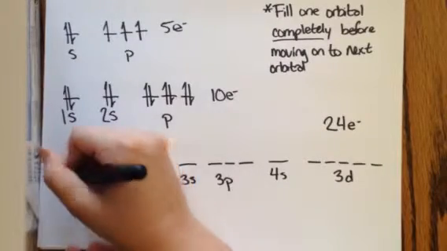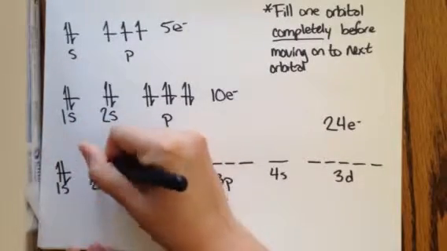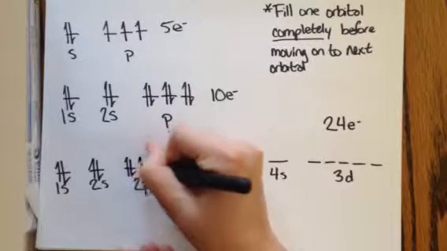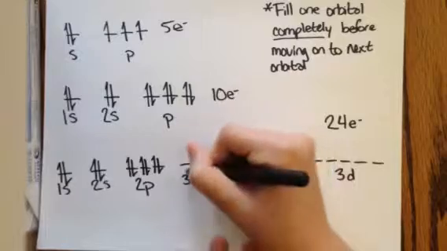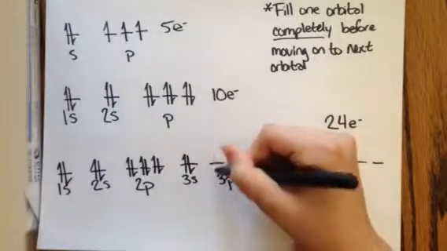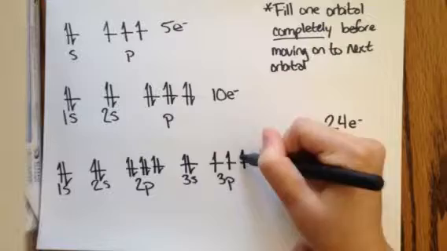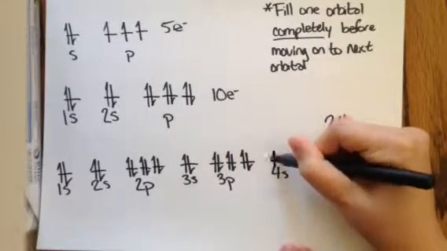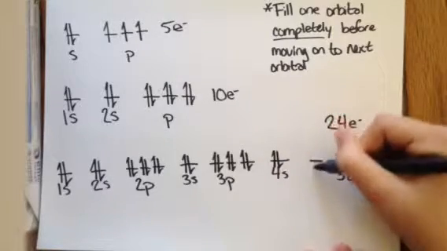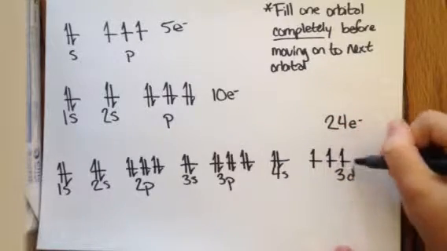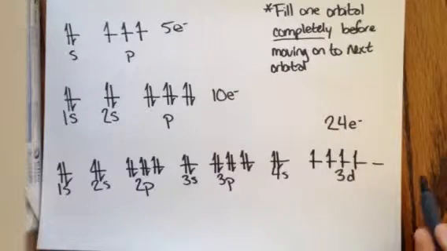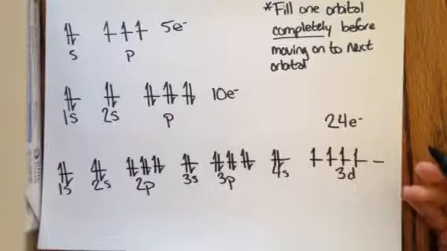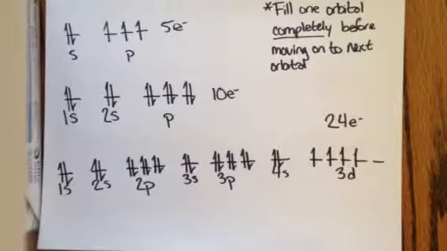So I've got 1, 2, 3, 4, 5, 6, 7, 8, 9, 10, 11, 12, 13, 14, 15, 16, 17, 18, 19, 20, 21, 22, 23, 24. So once again, it's okay that these guys are unpaired. It's okay that this one doesn't have any electrons in it. It's perfectly happy the way that it is.